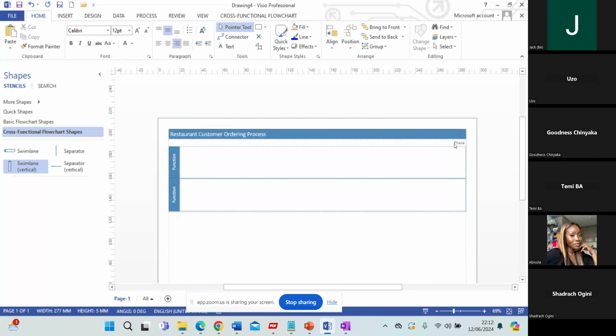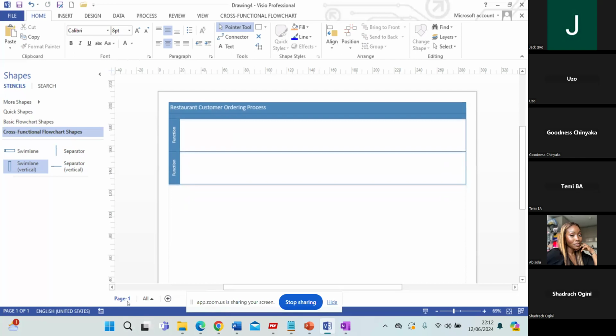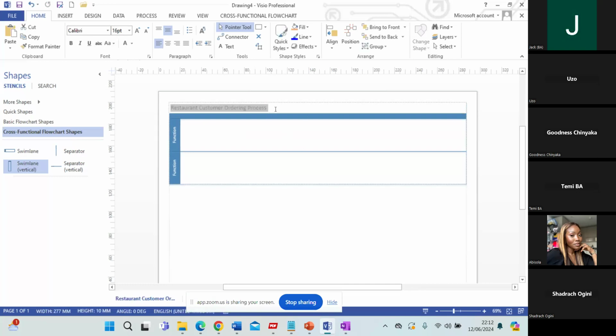So if, for example, you're working on a project that has multiple phases, you can use that, but we're not. We just have one phase, so I don't think we need that. Again, naming. So this is page one. It gives you page one as a default. You can rename it. So let's put our restaurant customer ordering process.